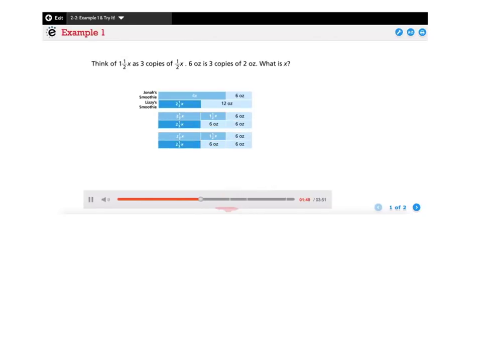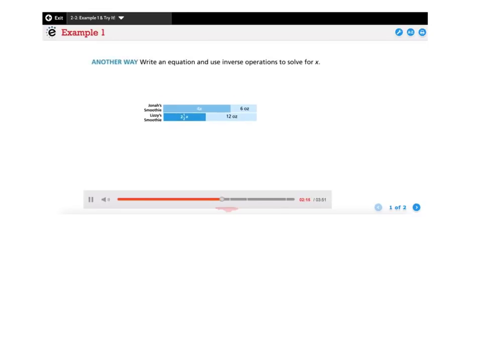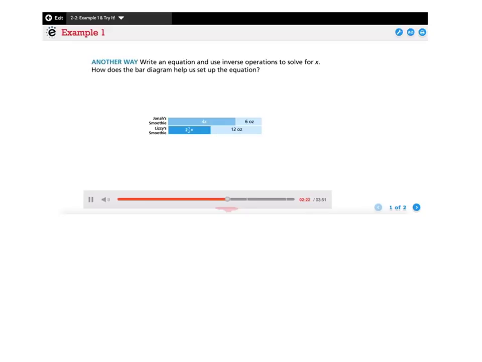Look more closely at the second column. You can think of 1 1/2 x as 3 copies of 1/2 x. And we can also break Lizzie's bar into 3 equal sections of 2 ounces each. So 1/2 of x is 2 ounces. What's x? The diagram shows that x is equal to 4 ounces. Another way to solve this problem is to write an equation and then use inverse operations to solve for x. How does the bar diagram help us set up the equation?